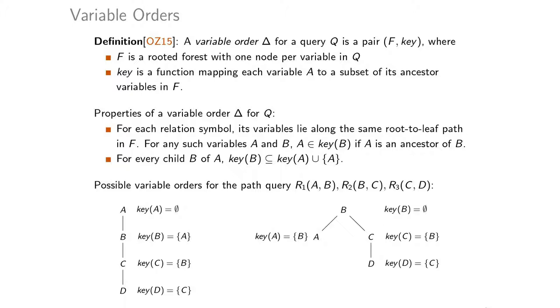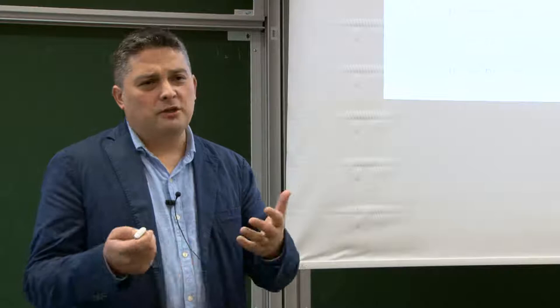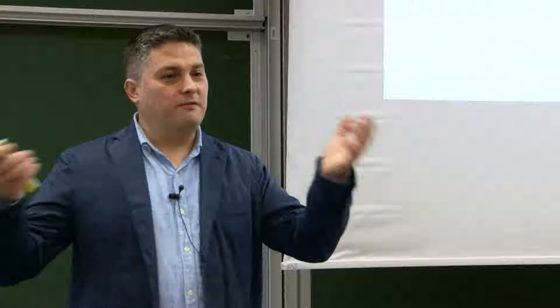And this is given by this function called key, which I will explain in a second. This function key maps each variable to a subset of its ancestors on which it depends, essentially, right? What does dependence mean? If you have two variables, let's say A, B, and they appear in the same relation, you cannot say anything about their independence. You cannot say that one is independent of the other, because in general, there may be some correlations between the possible values of A and of B, okay? So you assume that they are dependent, so you put them along the same path in this variable order. But if they come in different relations, they may be independent, right?